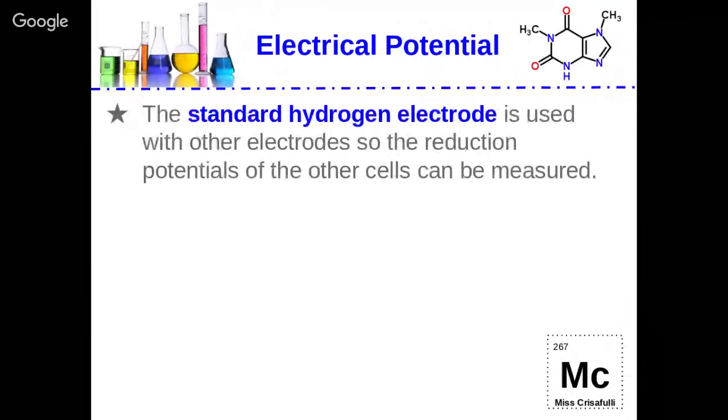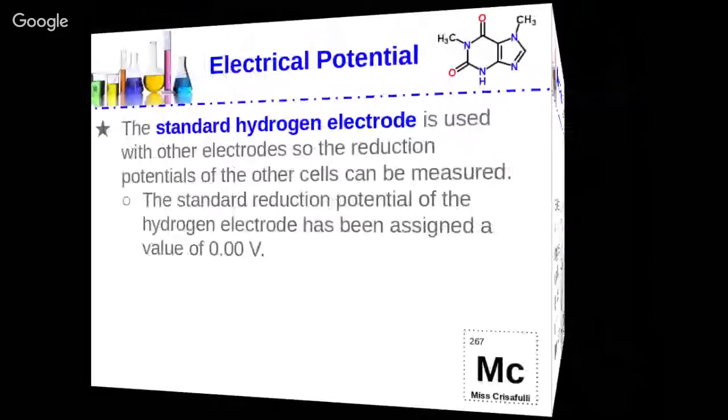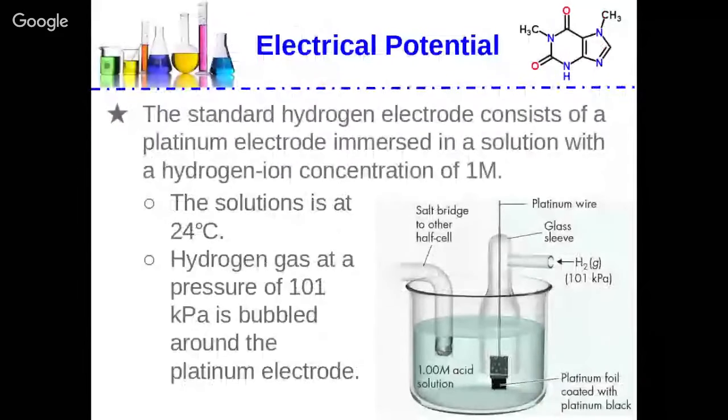The standard hydrogen electrode is used with other electrodes so the reduction potentials of other cells can be measured. The standard reduction potential of the hydrogen electrode has been assigned a value of 0. The standard hydrogen electrode consists of a platinum electrode immersed in a solution with a hydrogen ion concentration of 1 molar. The solution is at 25 degrees Celsius. Hydrogen gas at a pressure of 101 kPa is bubbled around the platinum electrode.